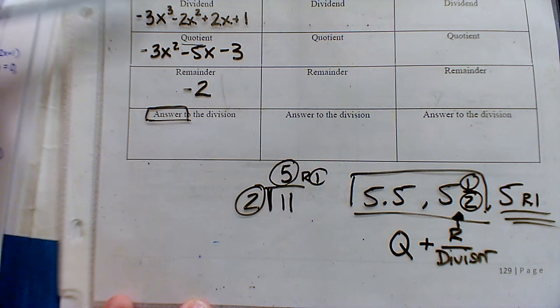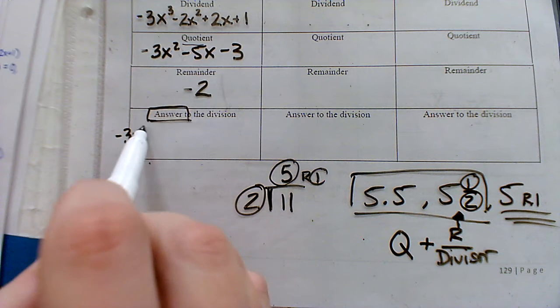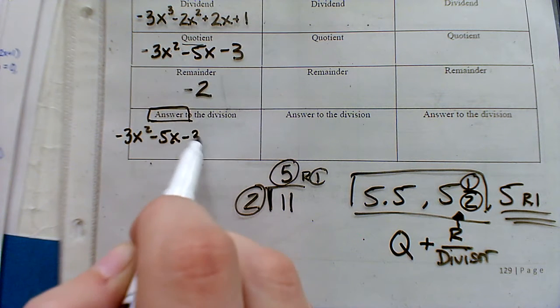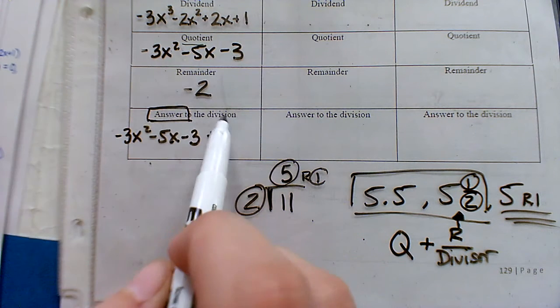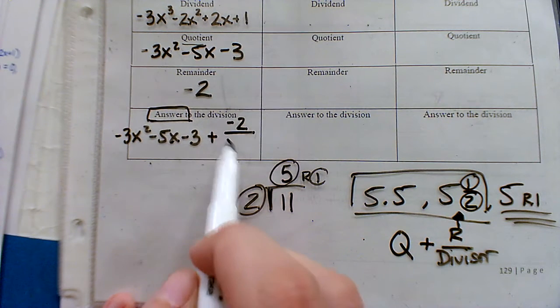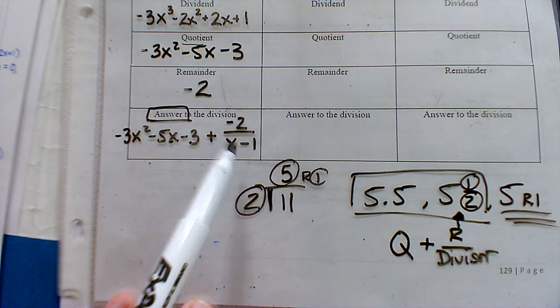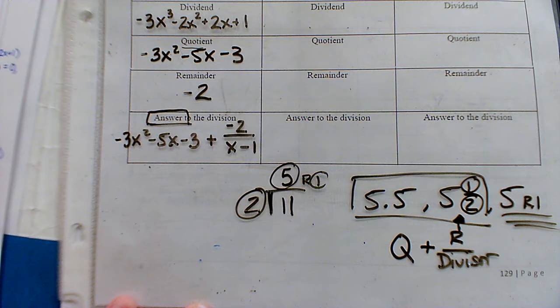Okay, so using these polynomials that we did from the synthetic division, we would say our quotient plus remainder, which was a -2, over divisor, x minus 1. Just like 5 1/2 is the answer to 11 divided by 2, this is the answer to the original division we did at the top, okay, through the synthetic process. Okay, let's go ahead and try the next one.